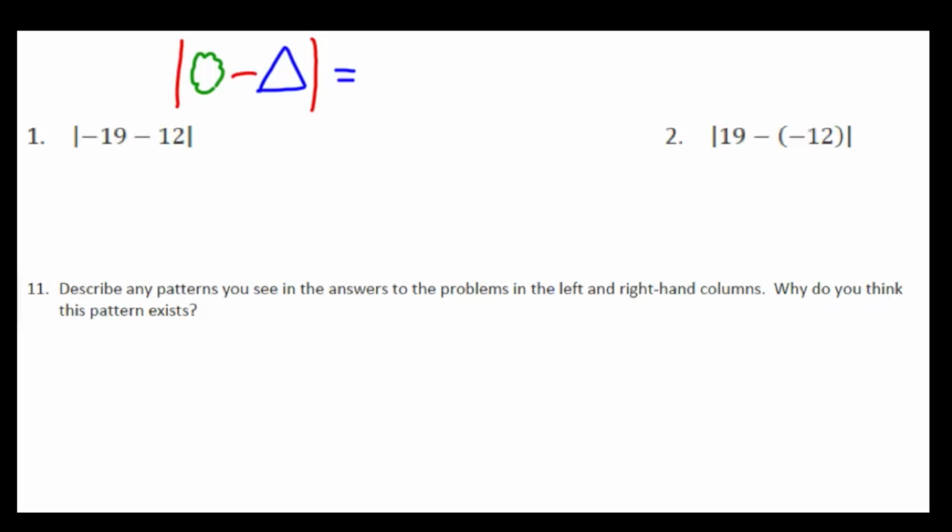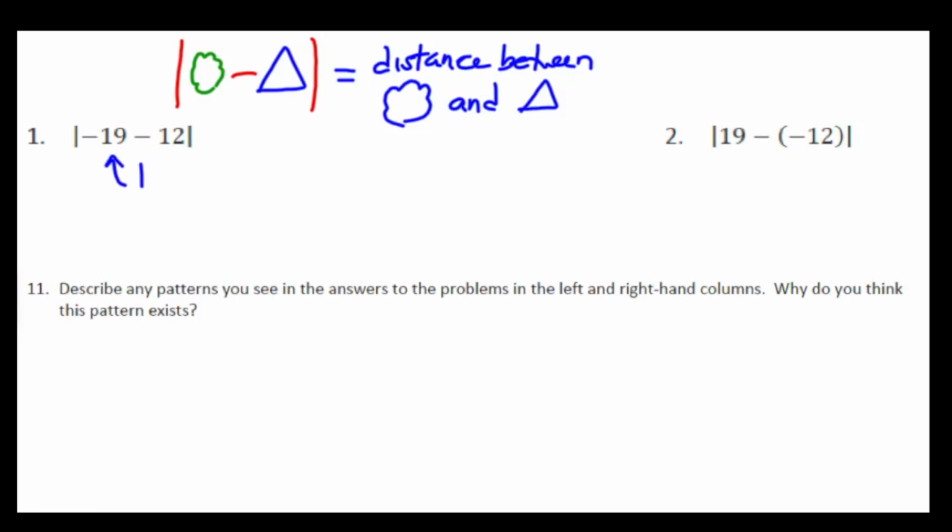So this means the distance between whatever is before the subtraction and whatever is after the subtraction. So in question number 1, when it says negative 19 minus 12 in absolute value, this means the distance between negative 19 and 12, because negative 19 is what we see before the subtraction and 12 is after. So that's what this question's asking.